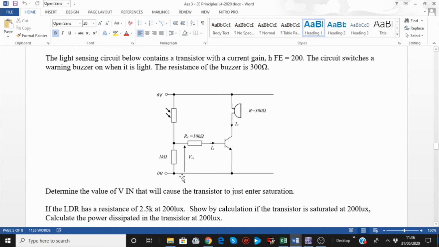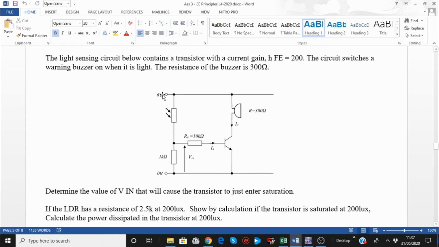which is configured in common emitter connection. Basically, the emitter is common between input and output. The input consists of two resistors, two basically voltage dividers. One of them is an LDR, a light dependent resistor, and the other resistor is just to limit the current. The resistance of the light dependent resistor changes as the light changes. And this one is a fixed resistor.